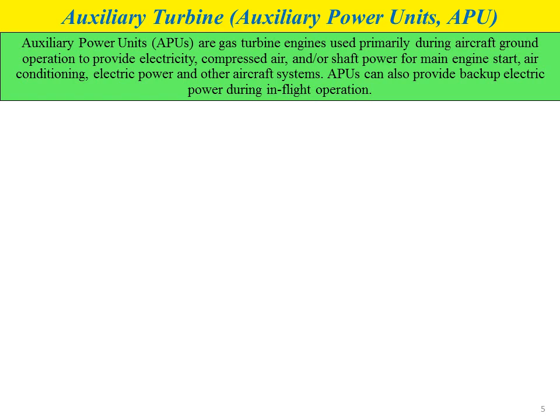In terms of main components, both the auxiliary power unit and the typical gas turbine engine have the same main components, such as the compressor, combustion chamber, and turbine. So the main difference is actually the function of the turbomachine.